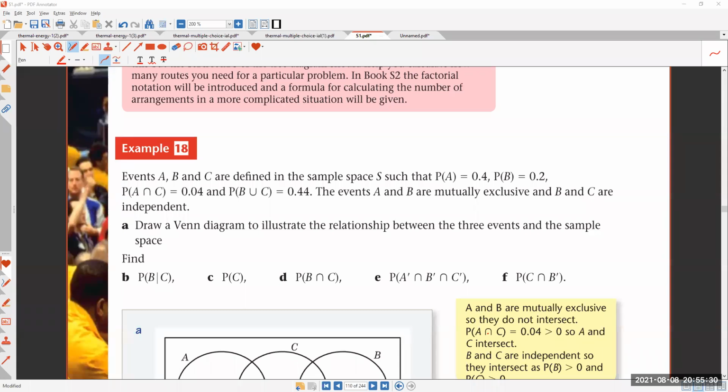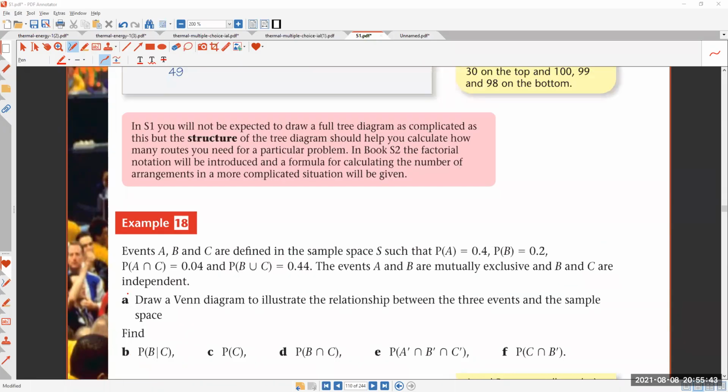So events A, B, C are defined in the sample space such that PA and PB, and P of A intersection C are given. This is supposed to be the ABC concept. Okay, so draw a Venn diagram. After drawing the Venn diagram, we have to find all these things, right?